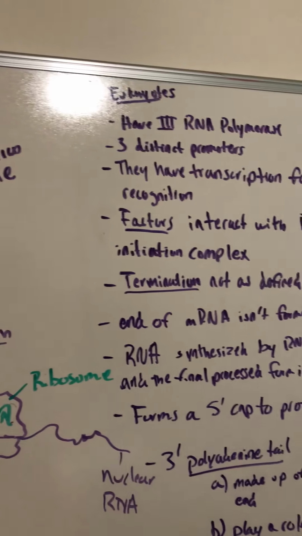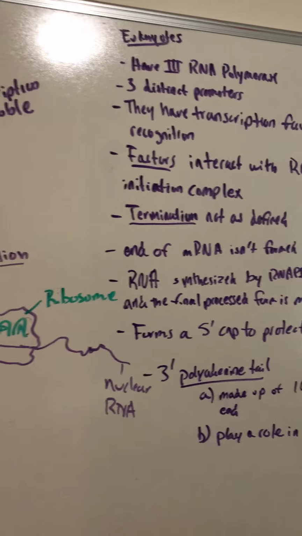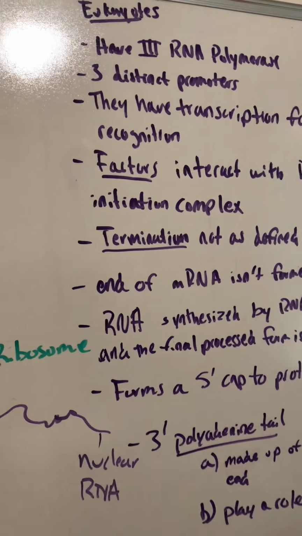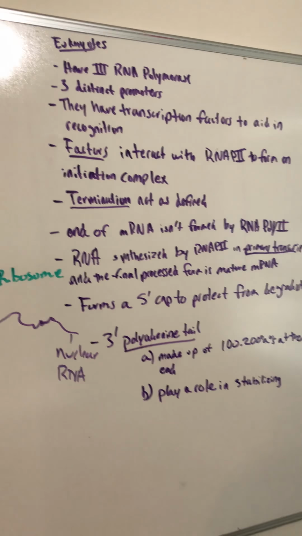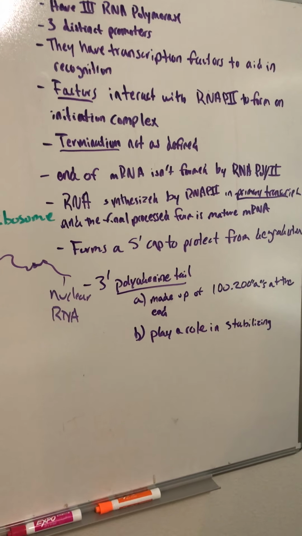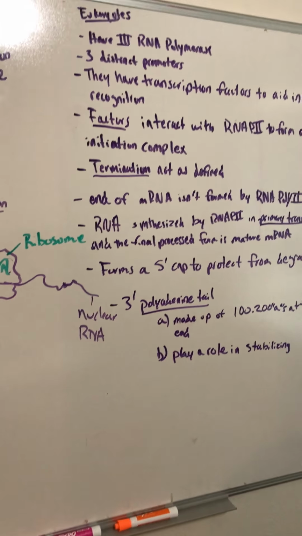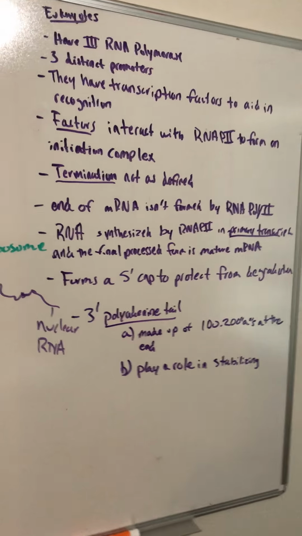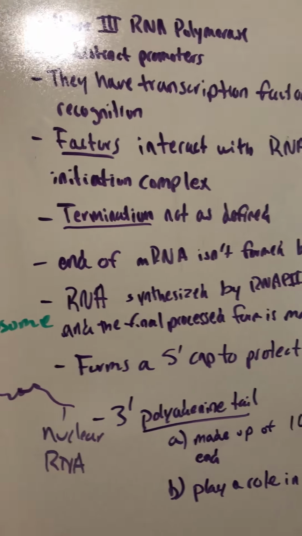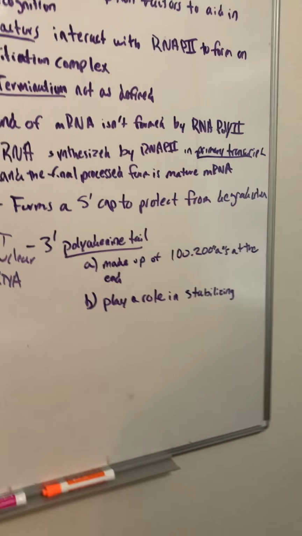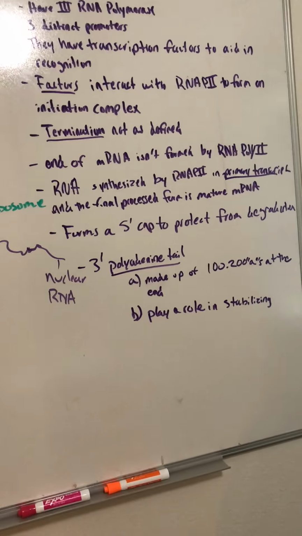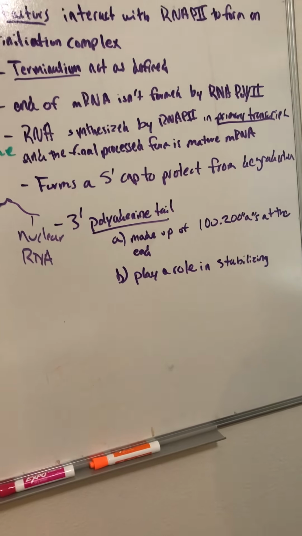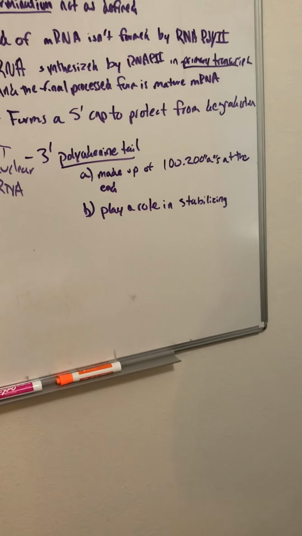In eukaryotes, it's a little trickier. Eukaryotes have 3 RNA polymerases, and they have 3 distinct promoters. Now, the RNA polymerase that we see being used the most, and is the most important for today, is RNA polymerase 2, and also the promoter that goes with that, promoter 2. They have transcription factors to aid in recognition, unlike prokaryotes. And these factors interact with RNA polymerase 2 to form an initiation complex.